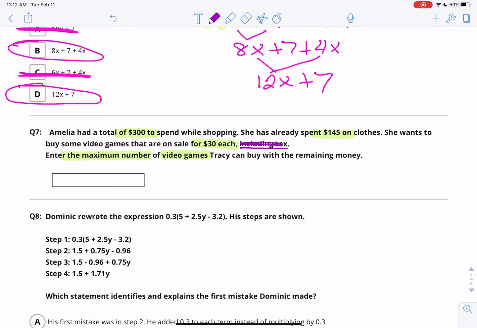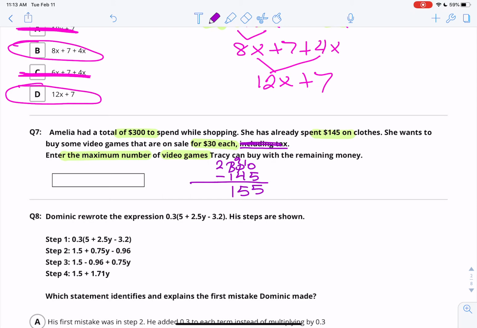If they want you to calculate the tax with something, then they're going to tell you what the tax equals so you know how you're supposed to calculate it. So if it just says including tax, it means it's already been done for you. Now, she started off with $300 and she spent $145 on clothes. So we need to see how much money she has left over for video games. So 300 minus 145. So 10 minus 5 is 5. This becomes a 9. 9 minus 4 is 5. This becomes a 2. And 2 minus 1 is 1. So 155. So I have $155 left, or Amelia does, to buy video games.